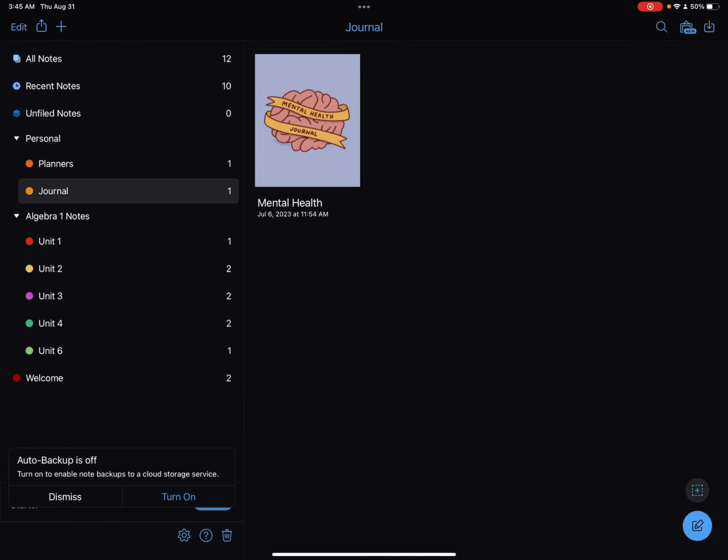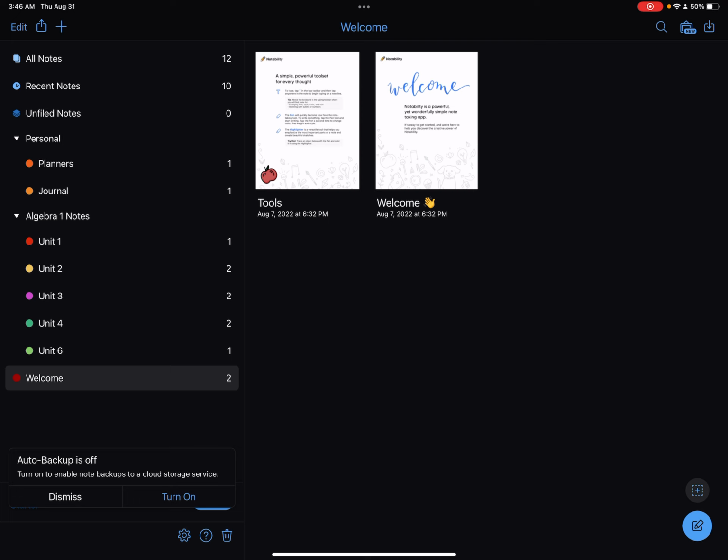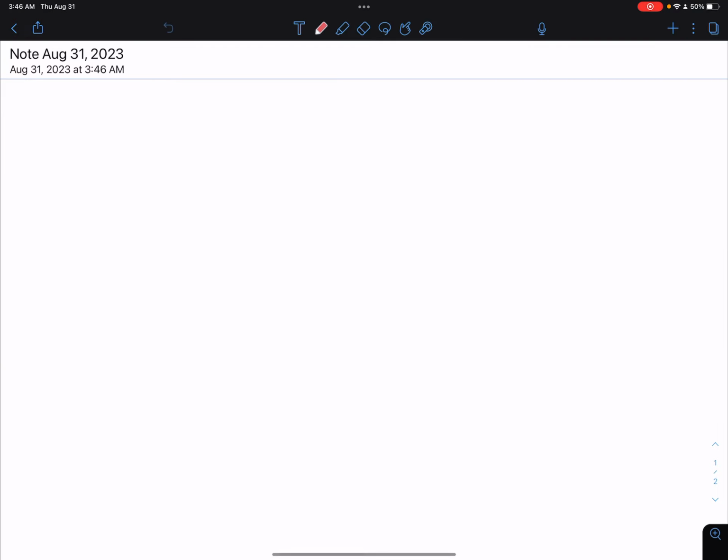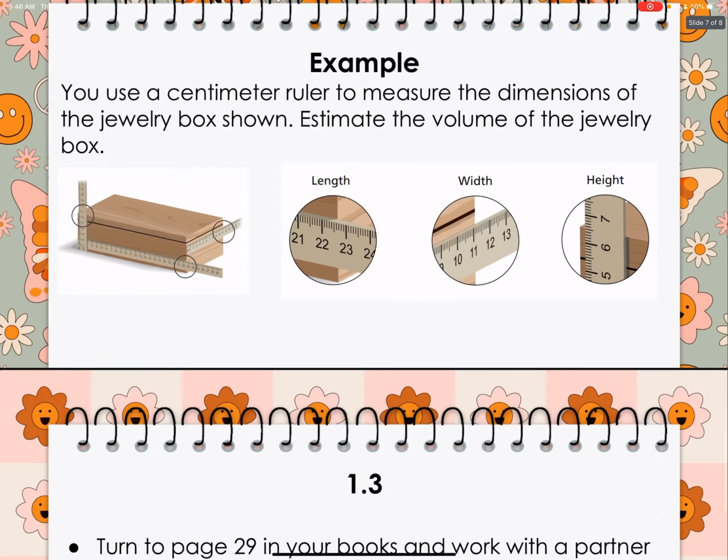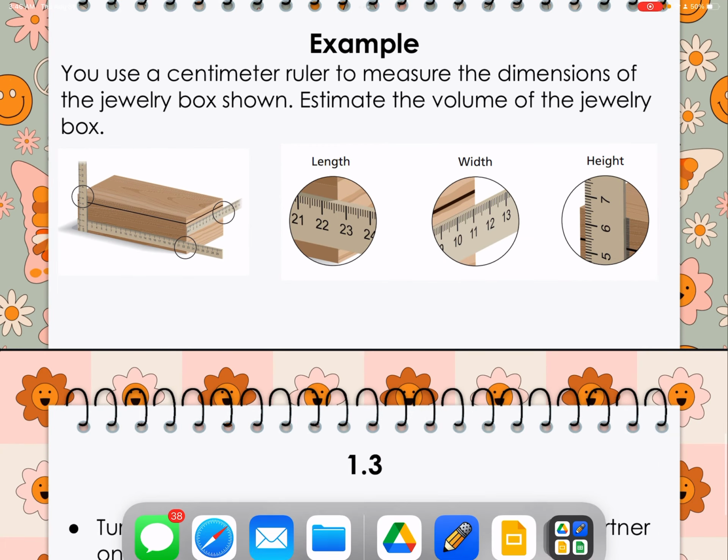Let me pull up a blank. There we go. So my length is 22.5. I already forgot my numbers. Width is 11, height is 6.5.